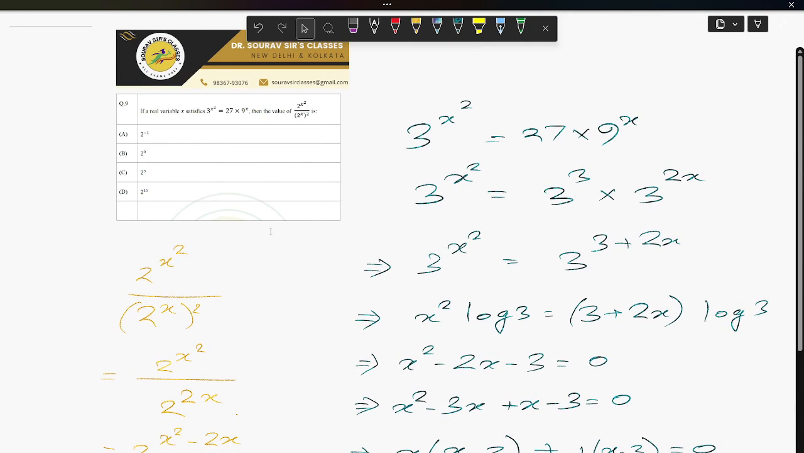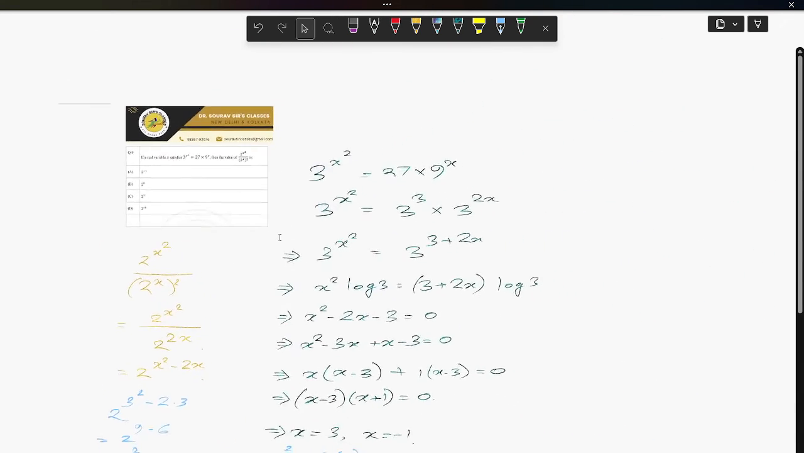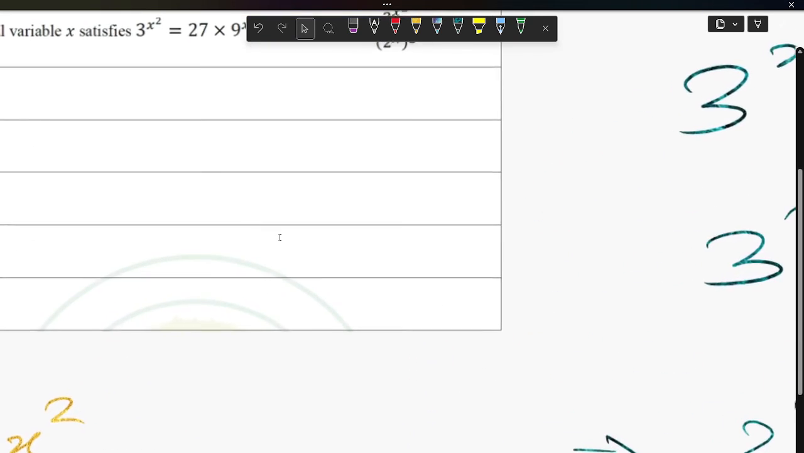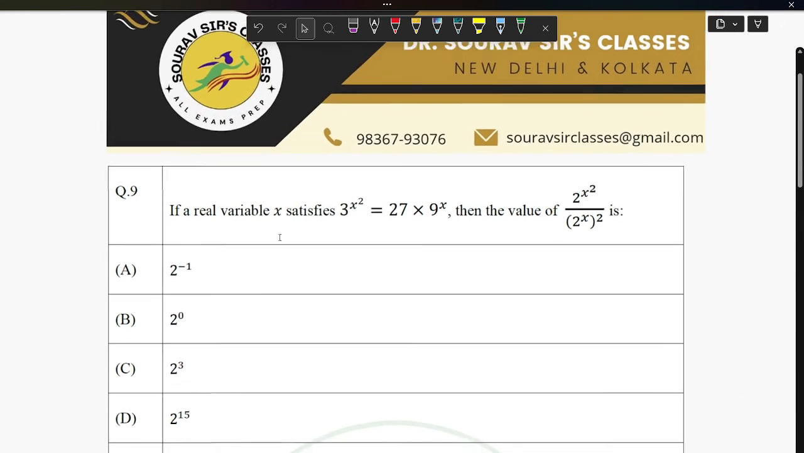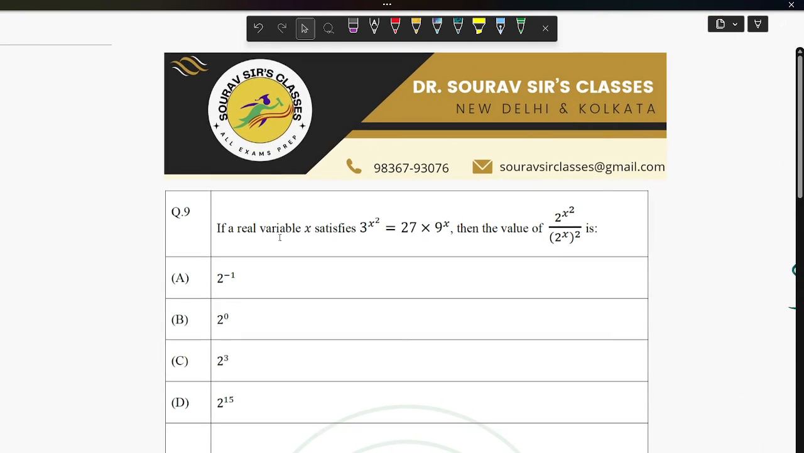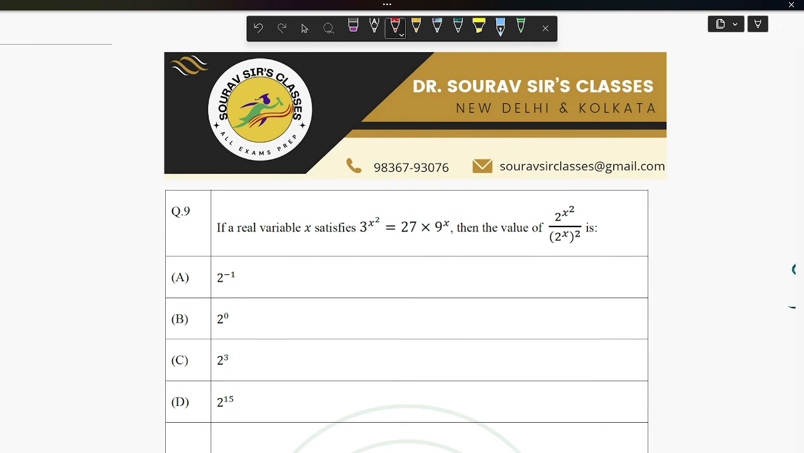So the correct answer of this question will be option C, which is 2 cube. Hope you understood, guys.